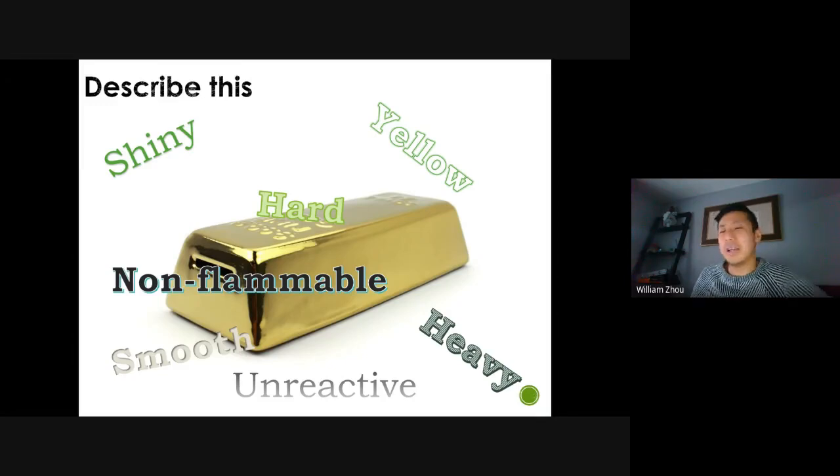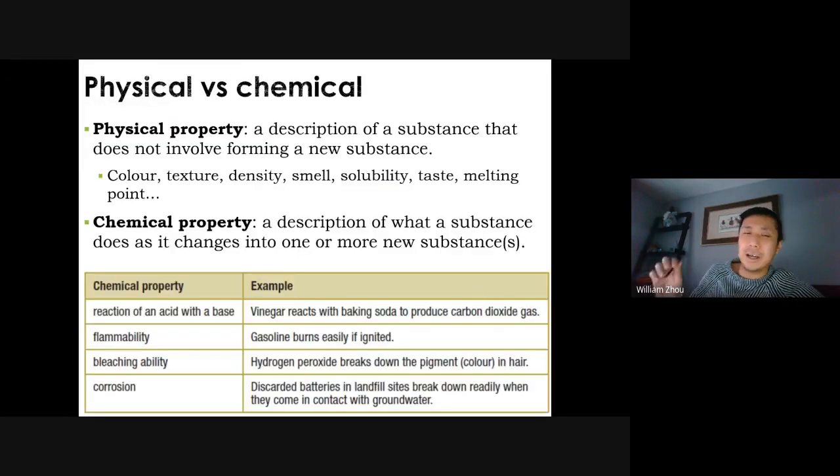So gold is very heavy because it's a heavy atom. Smooth, unreactive, so gold doesn't really change. That's why you can buy gold, store it somewhere, come back, and it's still there. If you buy ice, put it somewhere, you come back, it could have melted. You see what I mean? So these are some properties of gold, some of them physical, others chemical.